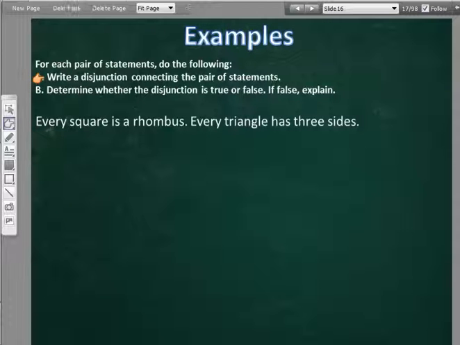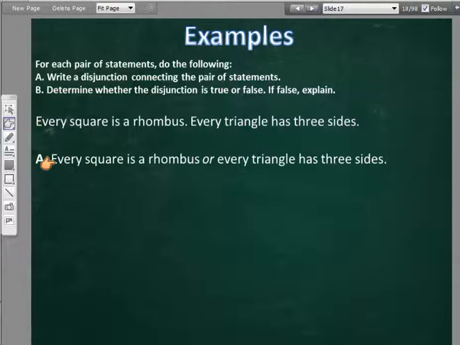Now this instruction says write a disjunction connecting the pair of statements and then determine whether it's true or false. It says every square is a rhombus, every triangle has 3 sides. So writing it as a disjunction, it's going to say every square is a rhombus or every triangle has 3 sides. Well, you know what? It is true that every square is a rhombus. Okay? It's also true that every triangle has 3 sides. So it's going to be a true disjunction.